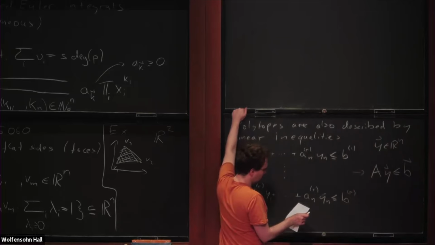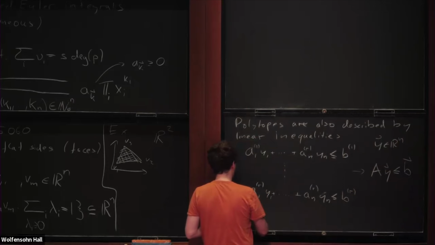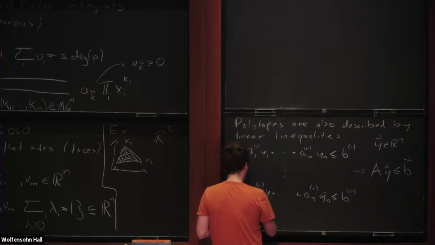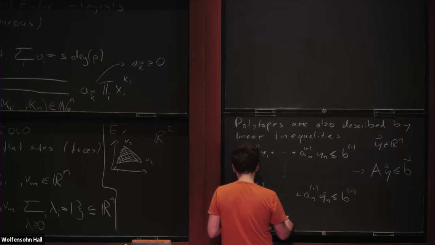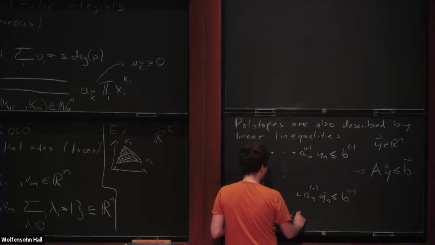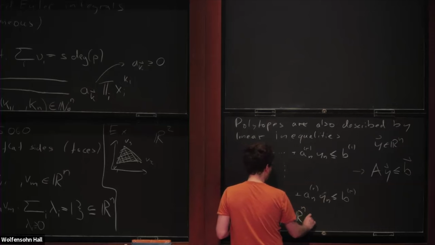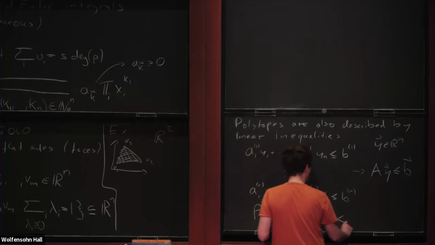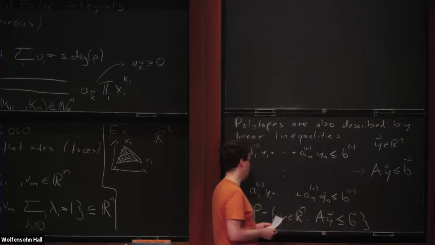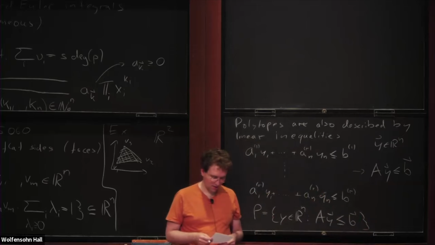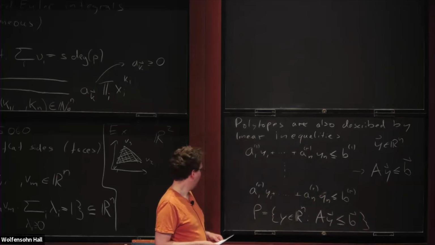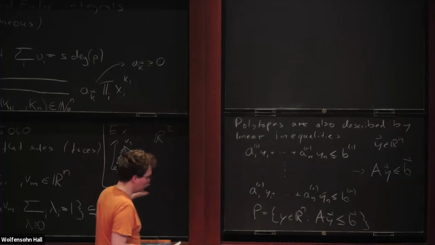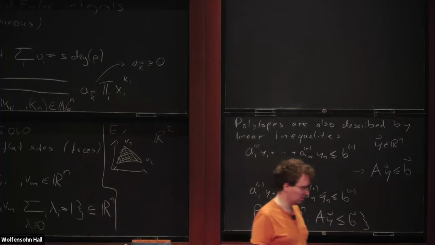And now a polytope is just described by all y's that fulfill this condition. So also this sweeps out a polytope. And so these are the two important representations of polytopes.